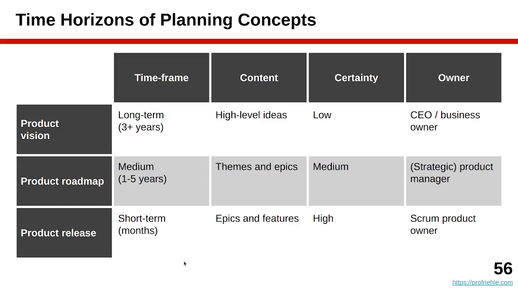The product vision is owned by, that's the business lingo, the person responsible is the CEO or business owner typically. The product roadmap, in the case of a software vendor, a product company, that's usually the strategic product manager, and the product release is the Scrum product owner, where if it's not the same as the strategic product manager, then the product owners typically will report to the strategic product manager. Often, certainly if it's a startup, it's however the same person.